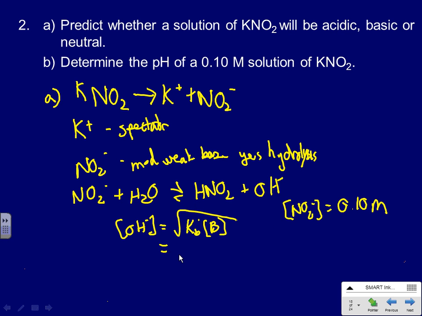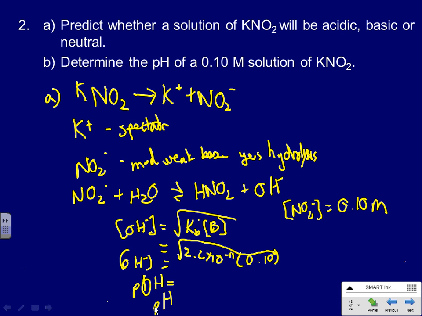So, root, whoa, that's a terrible root sign. What's the KB for NO2 minus? Somebody have it? 10 to the negative 11 times 0.10, take the square root, get the OH minus, take the negative log, get the pOH, subtract from 14 and get the pH. This is where you don't clear your calculators, right? Just keep pounding through those answers.